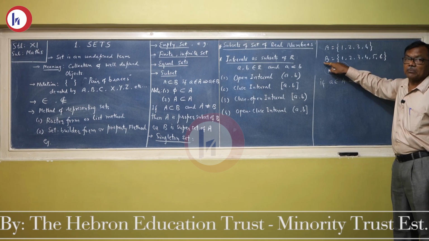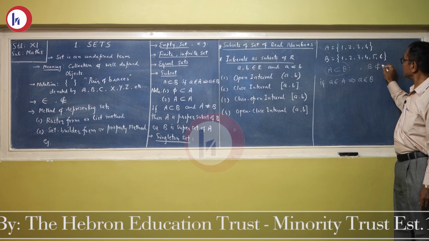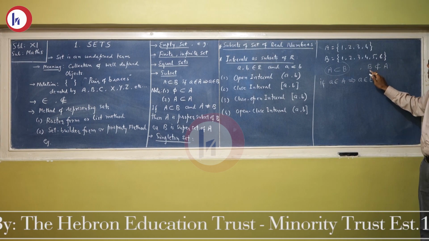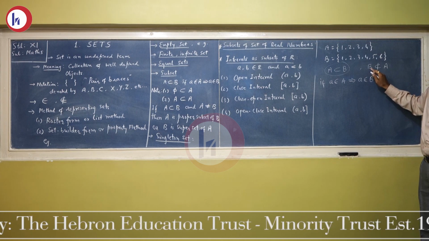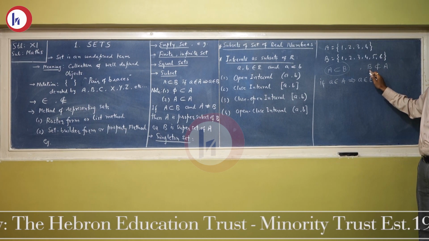In this case, B is not the subset of the set A. Here, B is not the subset of the set A. So this is the notation to denote not subset. B is not the subset of the set A because all the elements of the set B are not the elements of the set A. Therefore, B is not the subset of the set A.